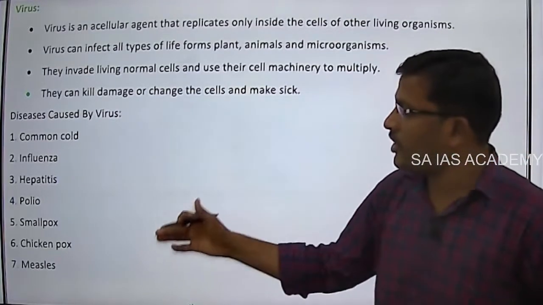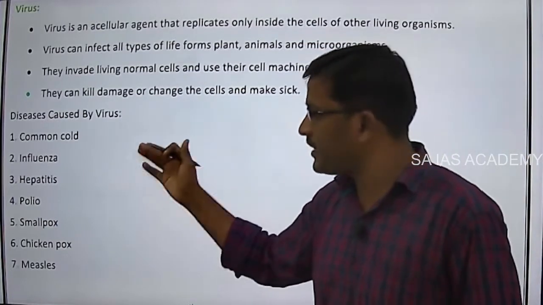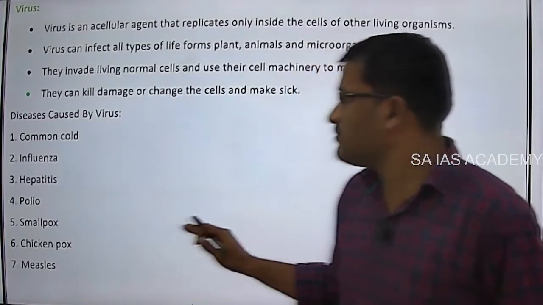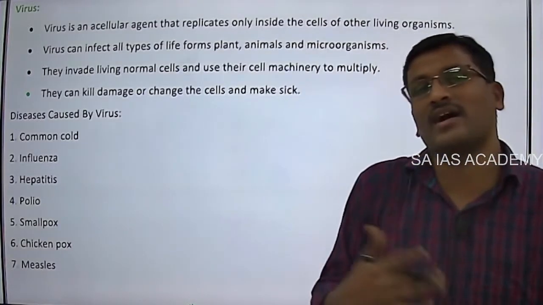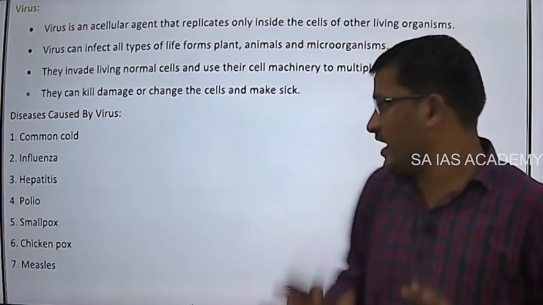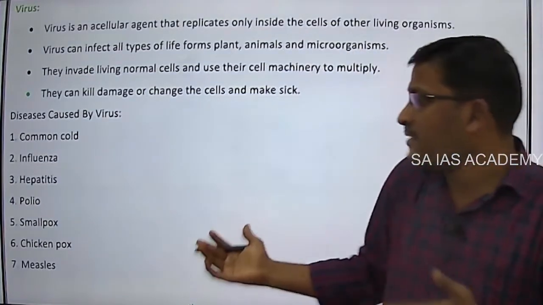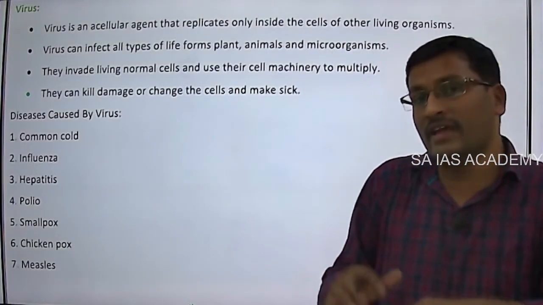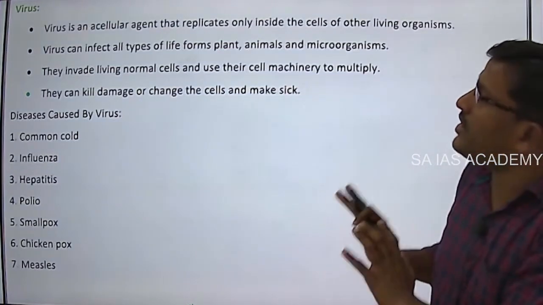These are the diseases caused by viruses. First one common cold, second influenza, third hepatitis, fourth polio, fifth smallpox, sixth chickenpox, and seventh measles. Generally, the common cold is caused by a virus only, not bacteria. Most common colds are caused by viruses. Then influenza, hepatitis, polio, smallpox, chikungunya, chickenpox and measles. Measles causes red color rashes in our body.